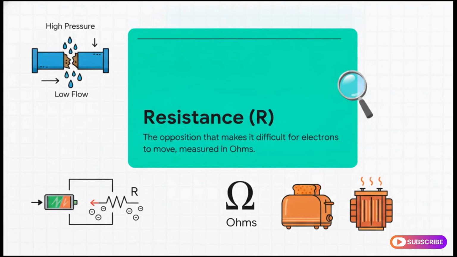Finally, we have resistance, represented by R. Resistance opposes the flow of current. So imagine that same water pipe, but now it's incredibly narrow, or maybe it's all clogged up with gunk. Even if the driving water pressure from the tank is incredibly high, only a tiny bit of water actually comes out, because the pipe itself is actively fighting the flow. In an electrical circuit, resistance makes it physically difficult for electrons to move. We measure this opposition in ohms.